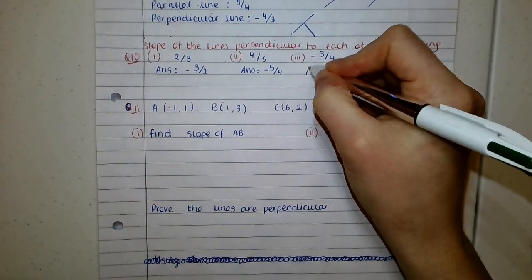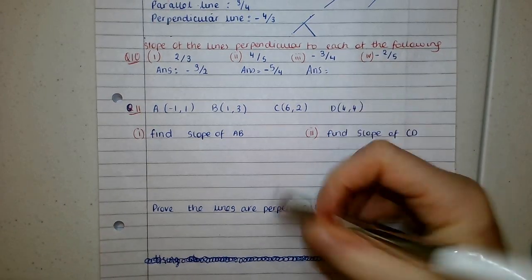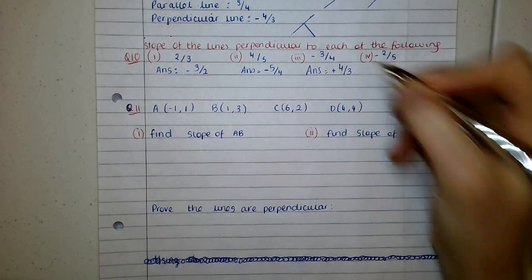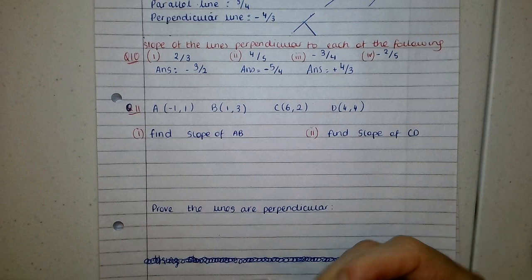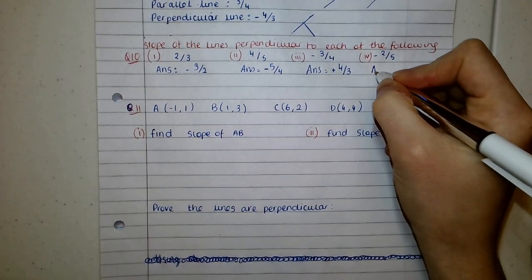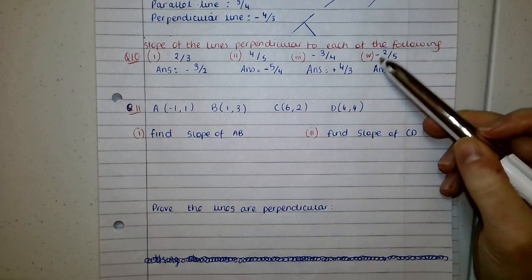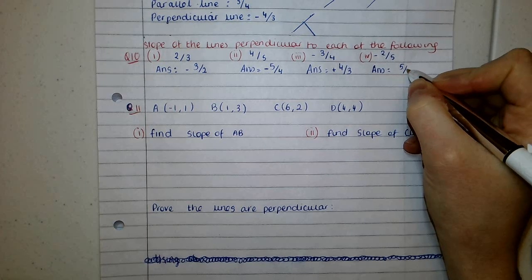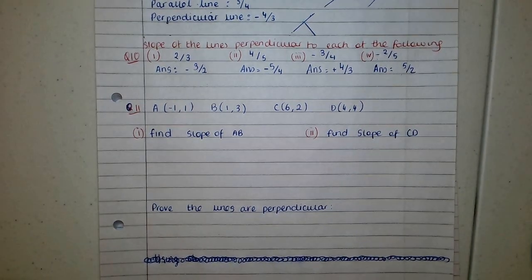In this one, the slope of the original line is minus 3/4. So we still flip the fraction and we change the sign. So it's a plus 3/4. Now you don't have to write the plus sign. If there's no sign, we just assume that it's plus. And then the last one there is similar. It's a minus 2/5. So we flip the fraction and change the sign. It's a minus, so it becomes a plus.